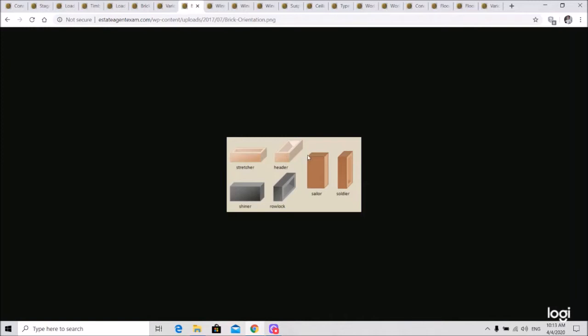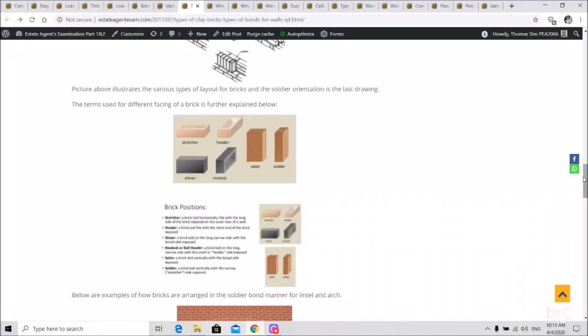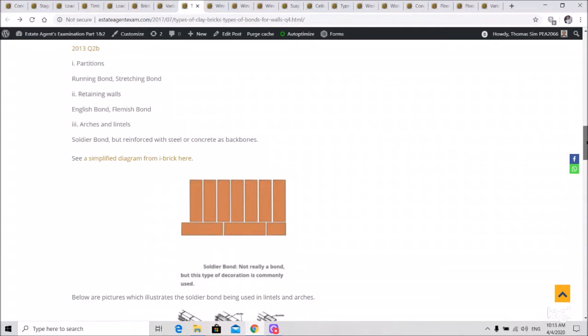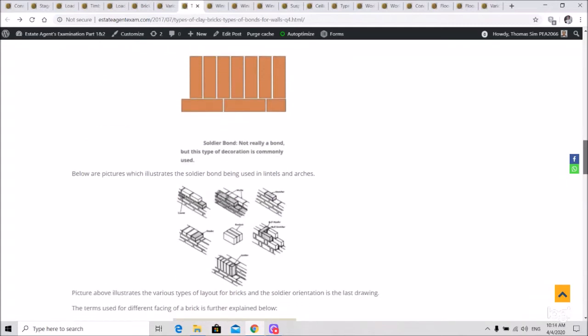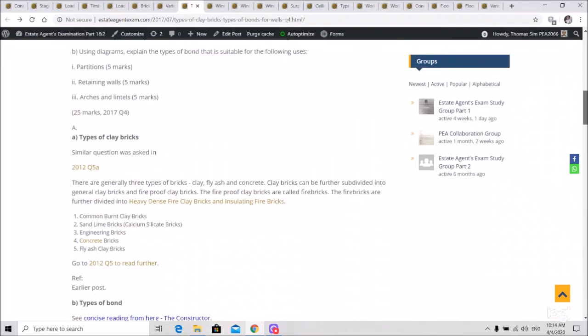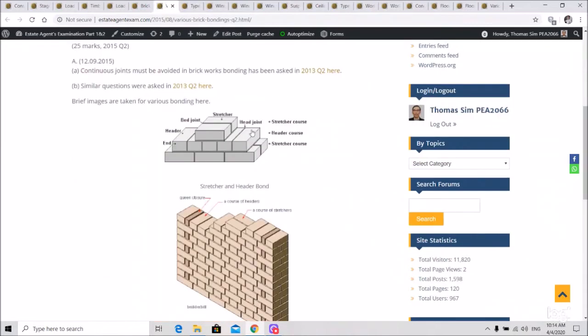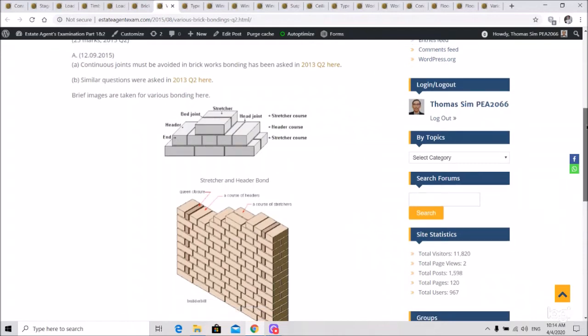So stretcher and header, this is actually important in stretcher and header bond. If you go and check stretcher and header, then you understand the way it is joined together. So let us see the stretcher and header bonding. Now you understand what is stretcher and what is header. So if you lay the brick this way with the stretcher side and then overlap it with the header side, stretcher side and a header side, then you will have a pattern.